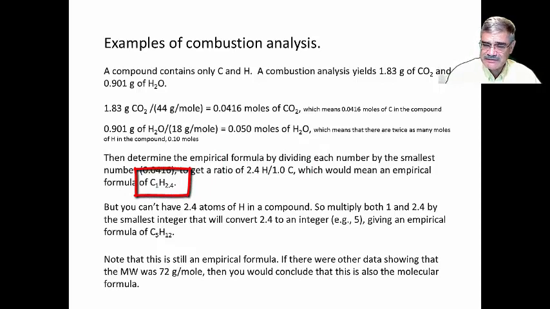But we're not quite satisfied because we can't have 2.4 hydrogen in a molecule. It must be whole numbers. So we have to think of what whole number we can multiply both 1 and 2.4 by to convert both to whole numbers. And if we think about it a little bit, that number will be 5.